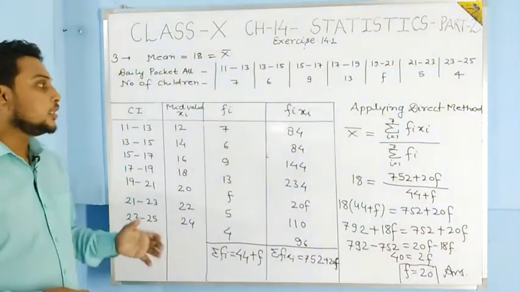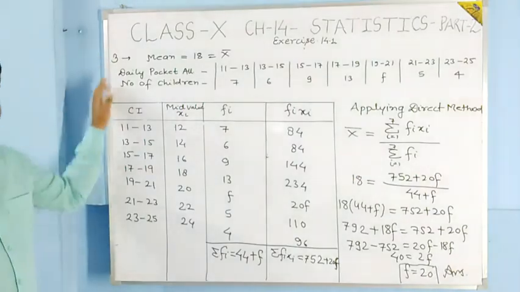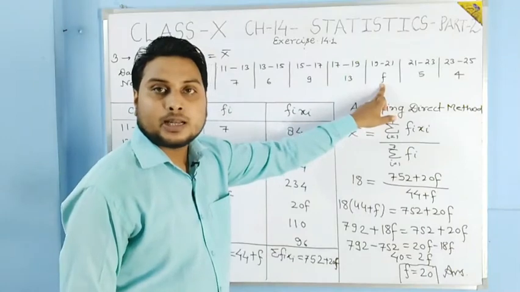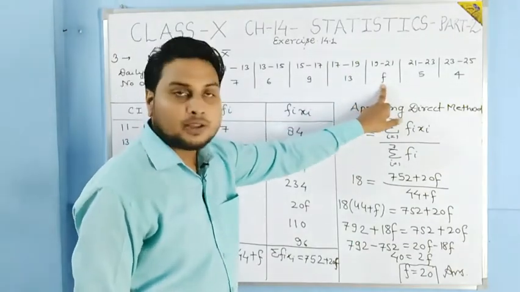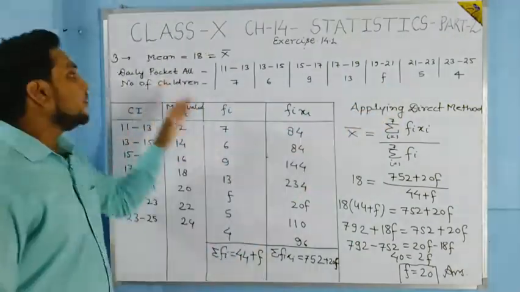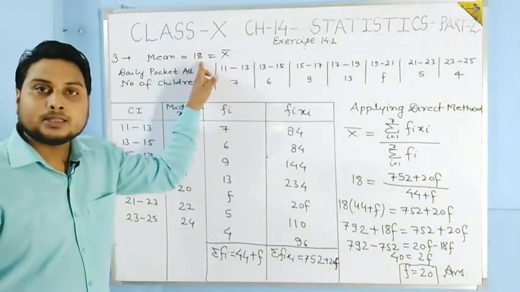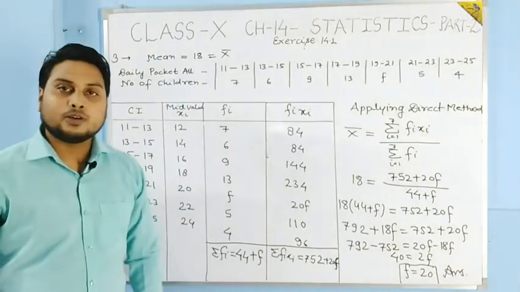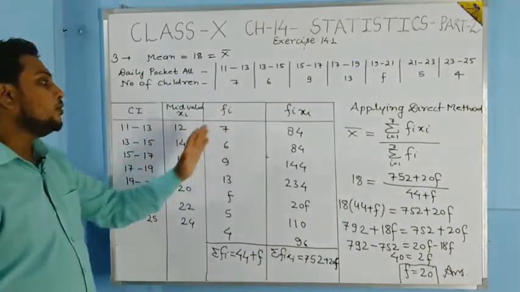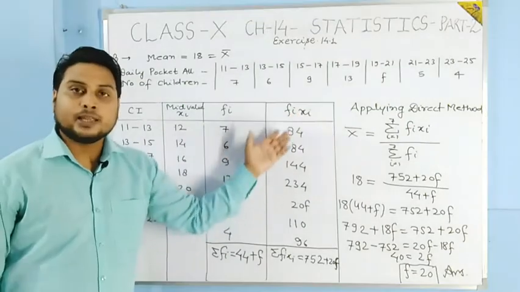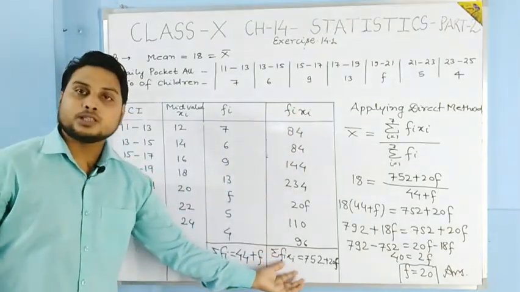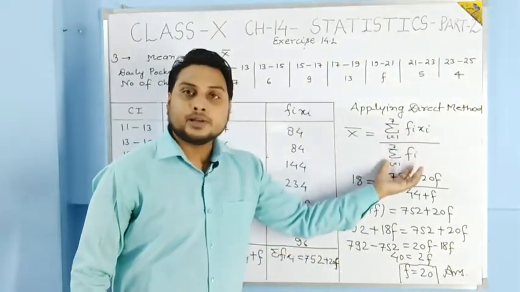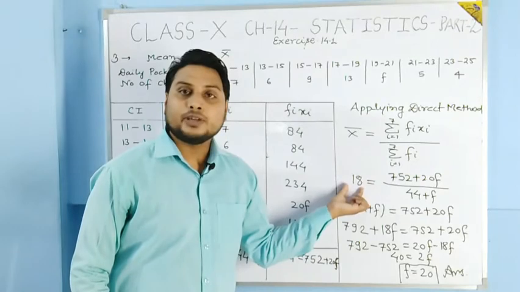Okay students, so this is the solution of question number 3, where one frequency was not given, it was written F. So we have to find the value of F, and in this question the mean was already given, that 18 is the mean. So we have applied the direct method. For the direct method we have found the mid value Xi, and then we have found FiXi. After that, in the same manner, we have found the sum of these two. And after that, by applying the direct method, we have got this value X bar.